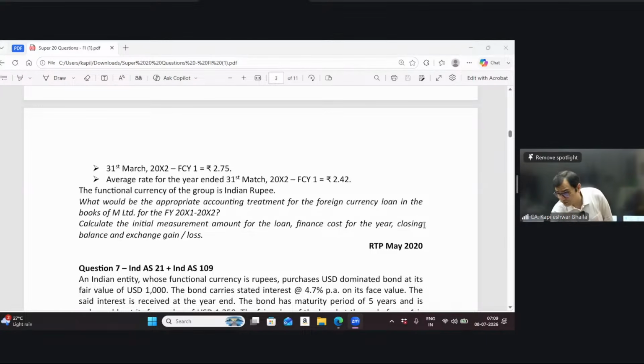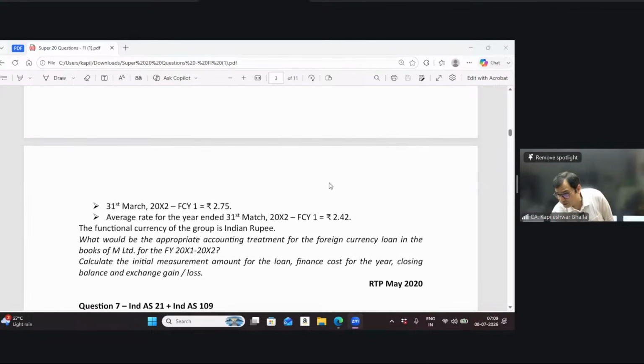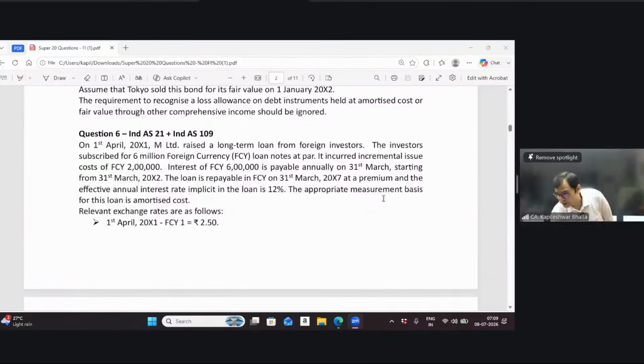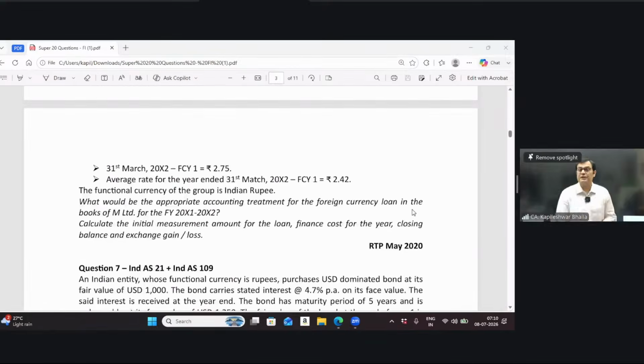So maybe if you want, you can take a snapshot of the question. I'll just share it for a second. That is the first part. And this is an RTP question, so this is the second part. It's RTP May 2020. So this was a blended question, 109. So I'm just removing the screen.